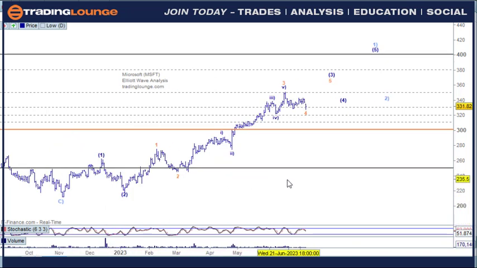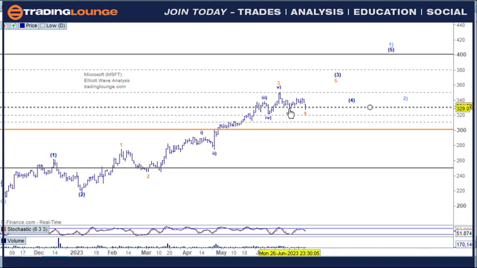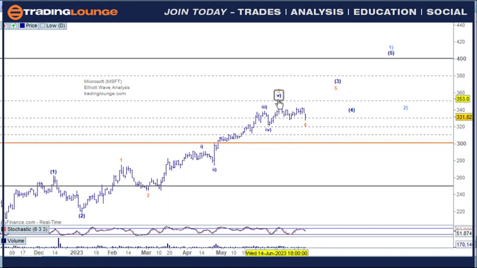Definitely, this is a corrective pattern, because the first move down here is in 3 waves, not 5 waves. So that's a blessing in disguise. So yeah, we're just looking for a 3 wave swing, which is this one, and this one. So the question is, is this finished yet?